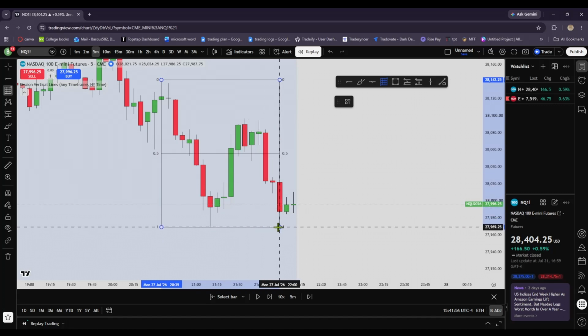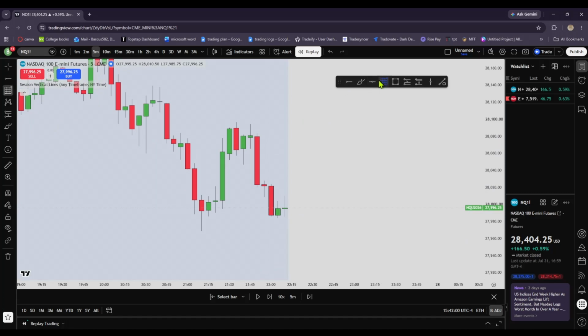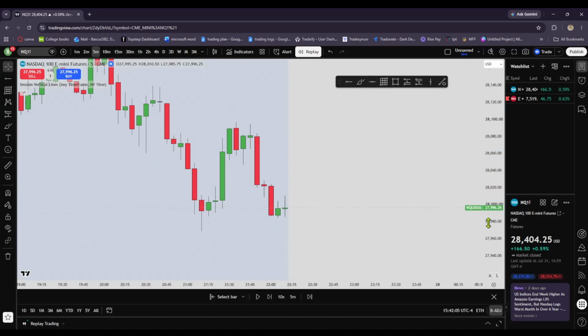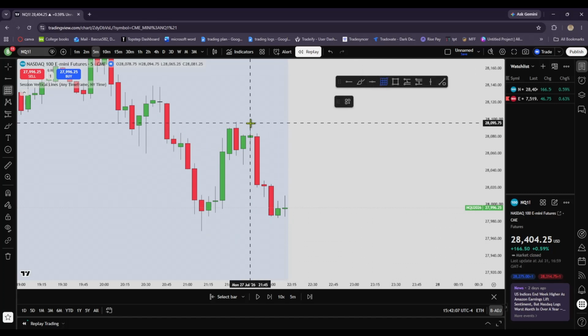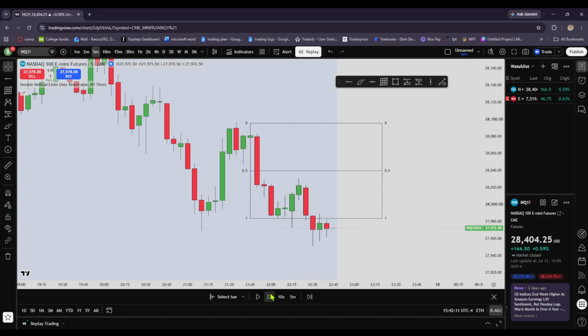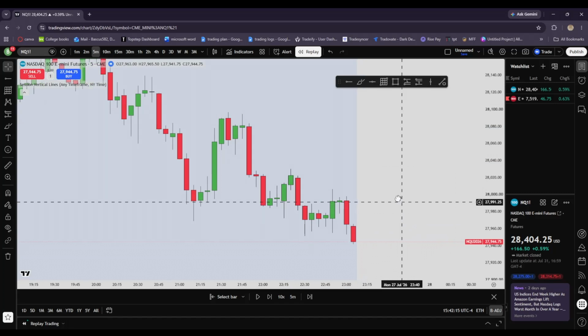I'm not going to mark out here to here. Which, are those both correct equilibrium marks? Yes. You know, even here, I'm not going to mark out from this low to this high, but I'm going to mark out from this high down to this low. And let's see what happens. Okay, we actually invalidated, but just understand how I mark it out.